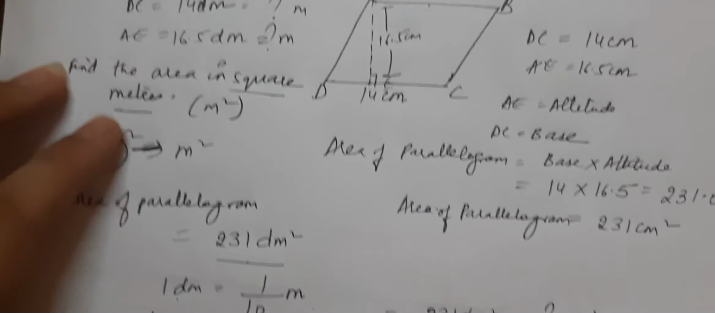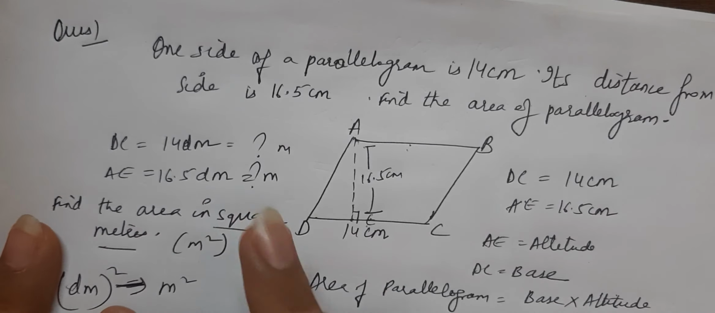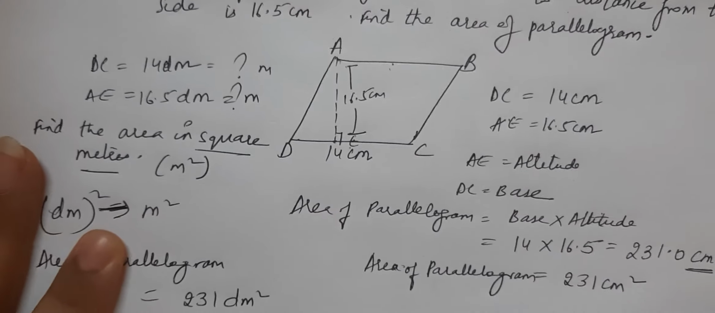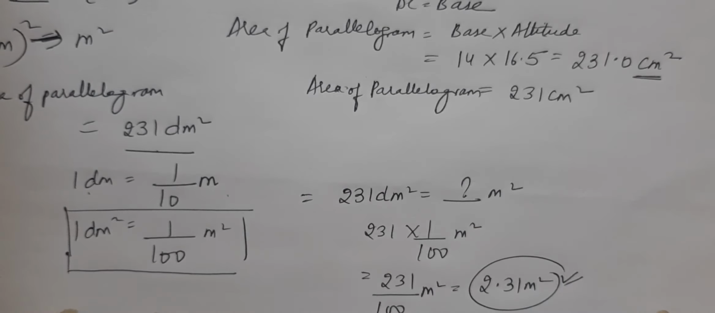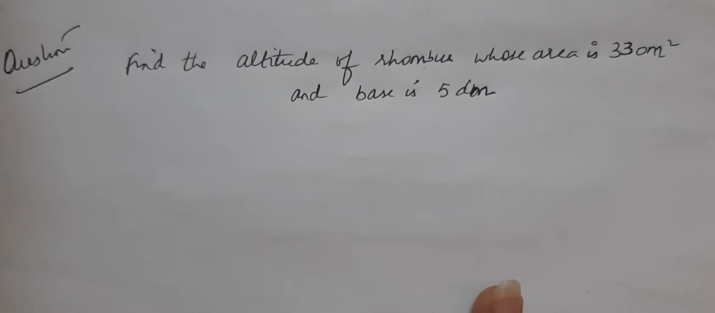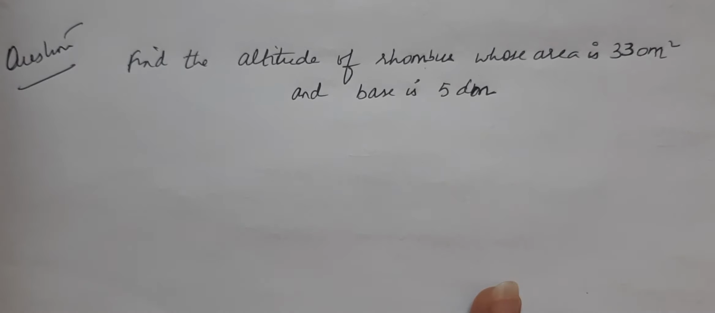So this is how we can convert. If the question comes in decimeter and you have to convert in meter, or you have to convert in centimeter, you can do it like this. You will have to simply convert it. Now I am taking another type of question here. Find the altitude of a rhombus whose area is 330 meter square and base is 5 decimeter.